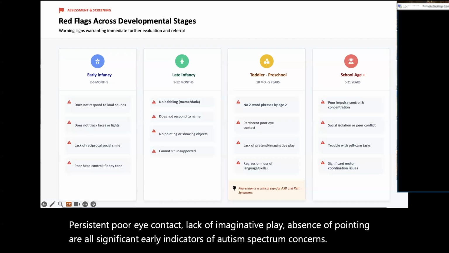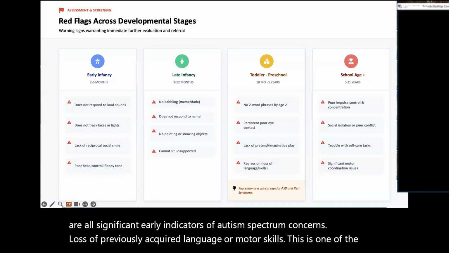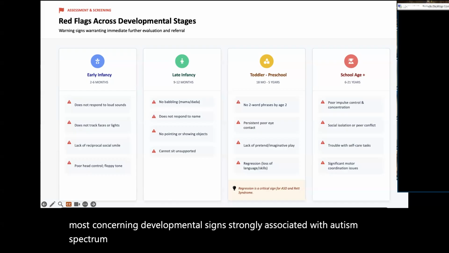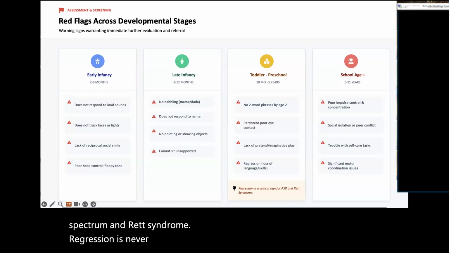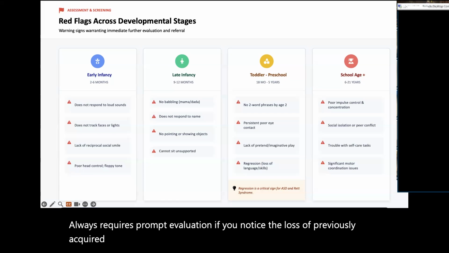Regression, loss of previously acquired language or motor skills, this is one of the most concerning developmental signs, strongly associated with autism spectrum and Rett syndrome. Regression is never something to watch and wait. Always requires prompt evaluation if you notice the loss of previously acquired skills.